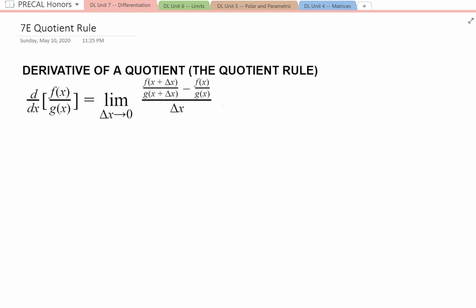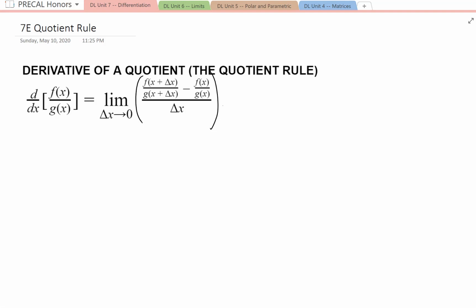To find the derivative of a quotient of functions, we first plug it into the limit definition of the derivative. Just starting off with this, it looks a little crazy or messy or confusing. So the first step I would like to do is get only one fraction, and I'm going to do that by multiplying the top and the bottom by the LCD.